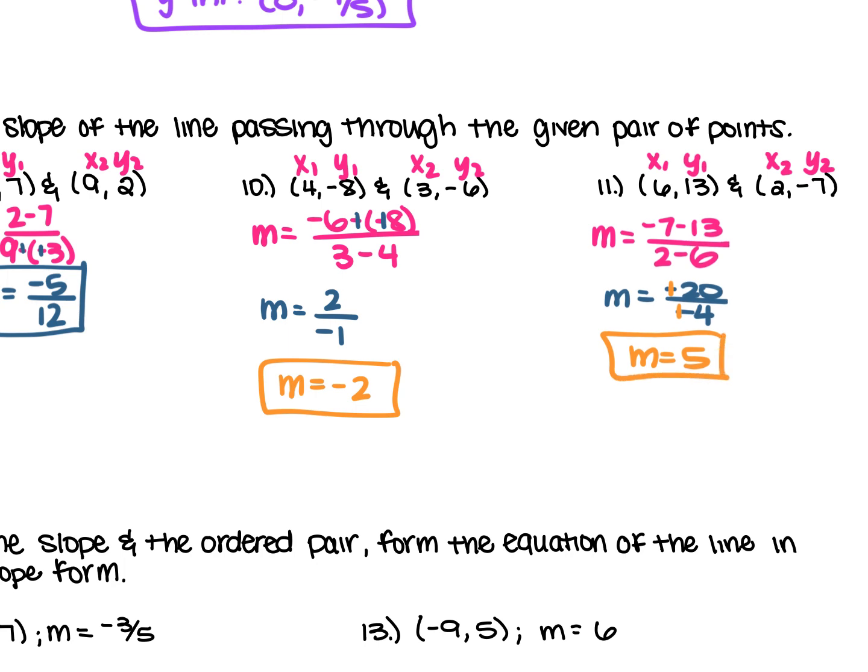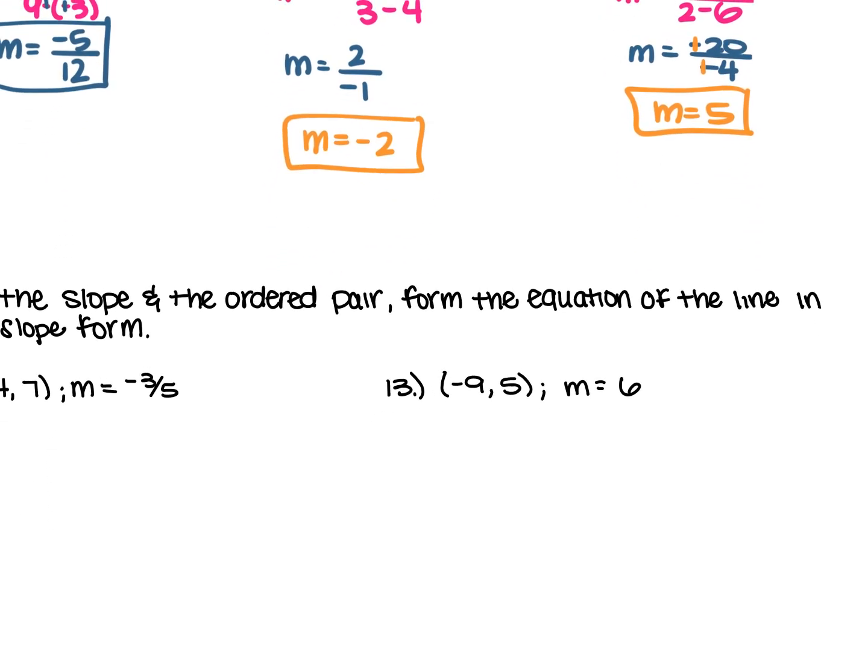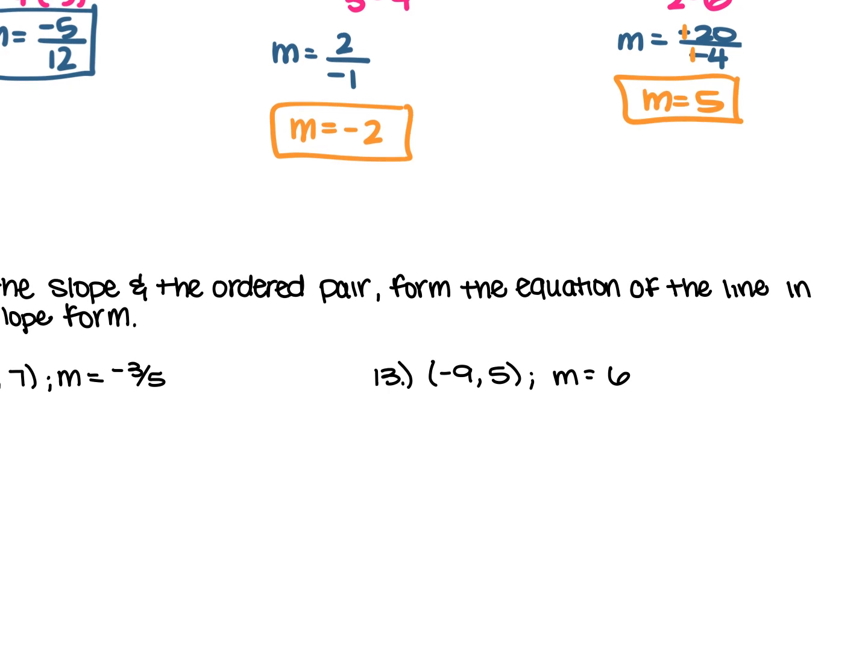Your next section tells you, given the slope and the ordered pair, form the equation of a line in point-slope form.